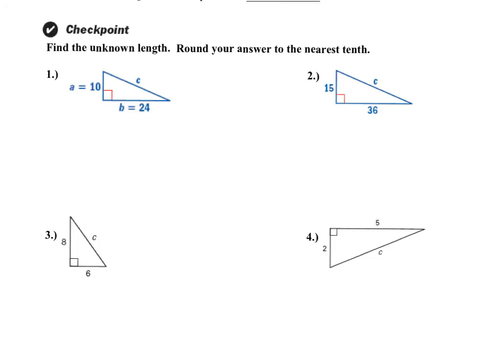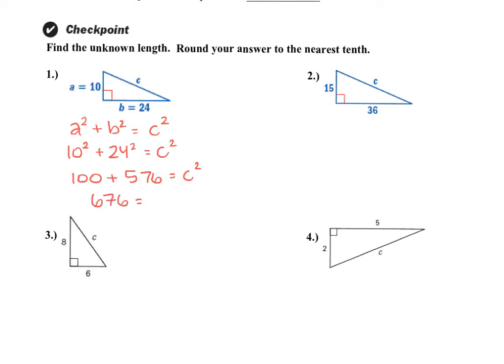All right, let's try a couple more. On this one, it labeled for you A, B, and C, so that's going to make it a little easier for us to plug things in. So I have 10 squared plus 24 squared equals C squared. 10 squared I know is 100. 24 squared, either use your calculator or look back at the last problem. That's 576 equals C squared. Then I'm going to add those, and that's 676 equals C squared.